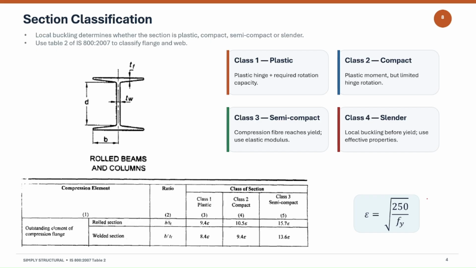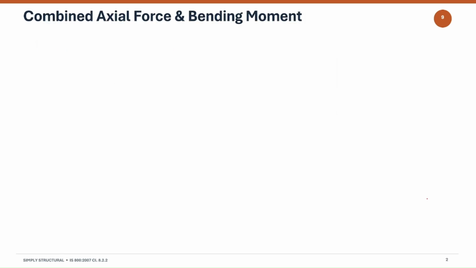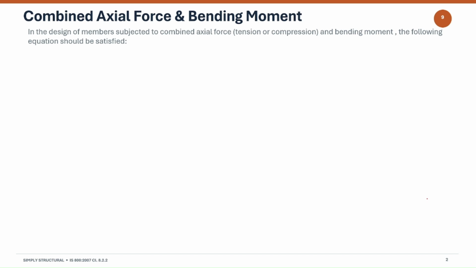This you already know, right? Section classification. If you don't know how to classify the section, you can watch my previous video on this. Now let's see how to check the interaction ratio for the combined axial force and bending moment. In the design of members subjected to combined axial force, that is tension or compression, and bending moment, the following equation should be satisfied: My upon Mndy to the power alpha 1 plus Mz upon Mndz to the power alpha 2, it should be less than or equal to 1.